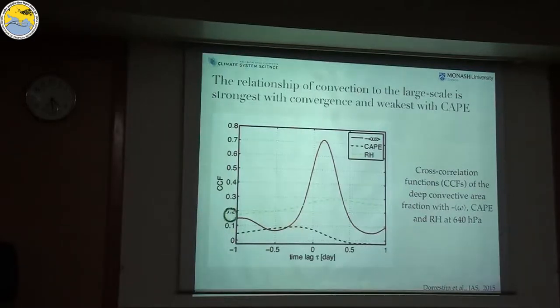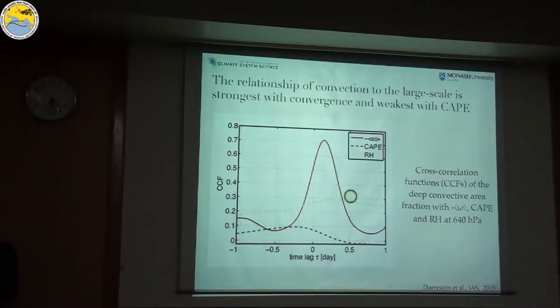The next one we could look at is mid-tropospheric relative humidity. So it's relative humidity at about 600 hectopascal. And we can see the correlation is actually higher, but it's the other way around. The relative humidity is lagging the convection. So this tells us that once convection has happened, the relative humidity in the mid-troposphere goes up. That shouldn't surprise any of us, really. But again, the correlations are relatively weak.